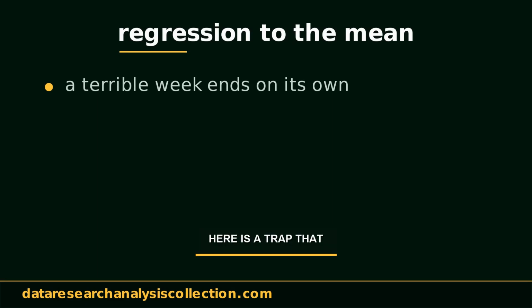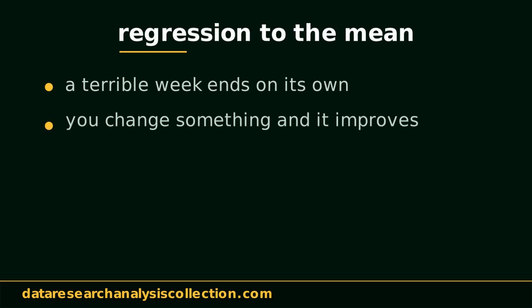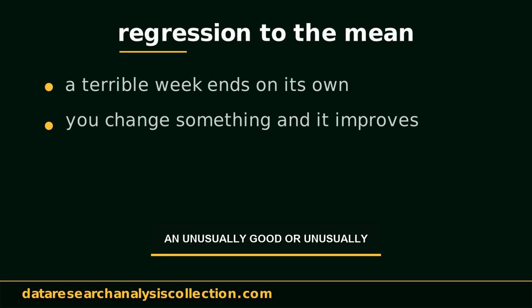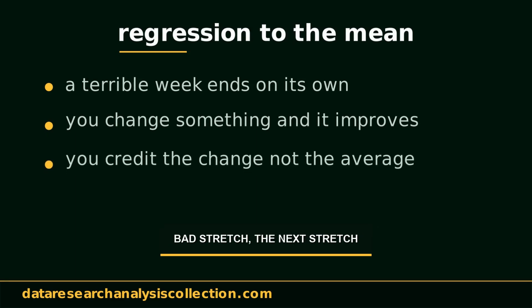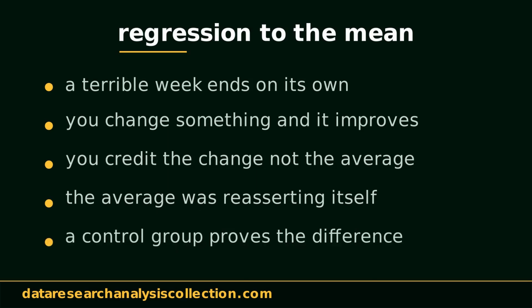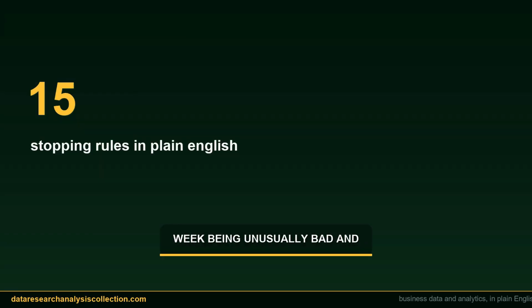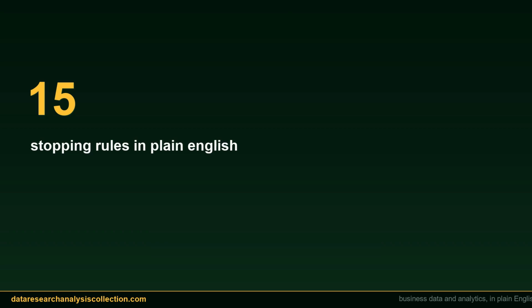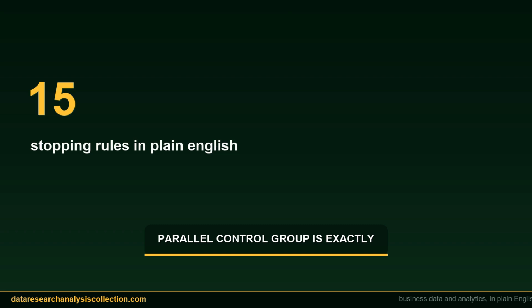Regression to the mean. Here is a trap that fools people constantly. Whenever you act right after an unusually good or unusually bad stretch, the next stretch tends to drift back toward normal on its own, with or without your intervention. Change something after a terrible week and things improve, and you will credit the change when a lot of the recovery was just the week being unusually bad and the average reasserting itself. A proper test with a parallel control group is exactly what protects you from this, because the control drifts back too, and you compare against it.